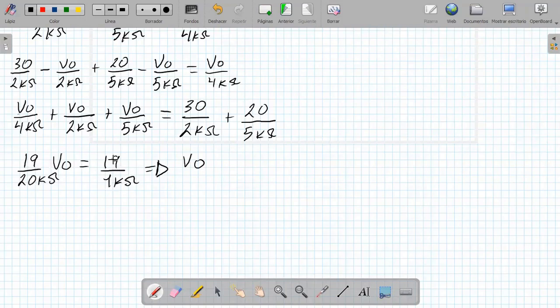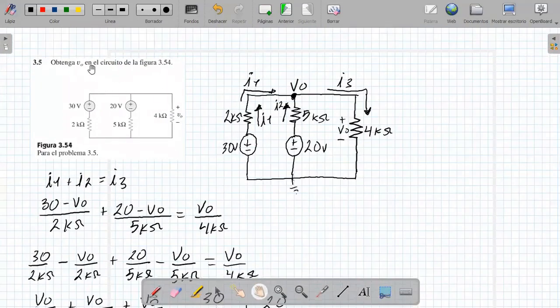That's what the exercise asks me: the voltage here on the 4 kilo ohm resistor.